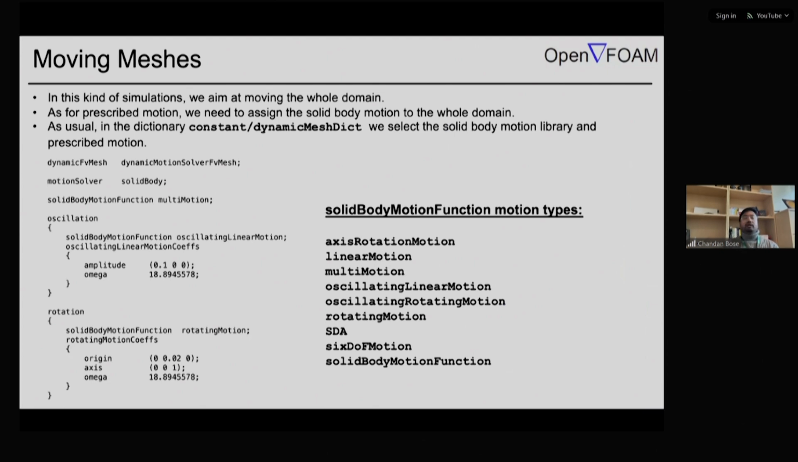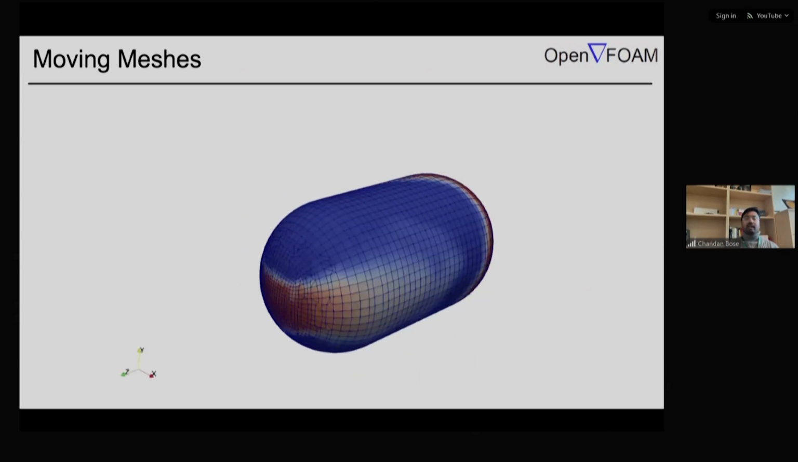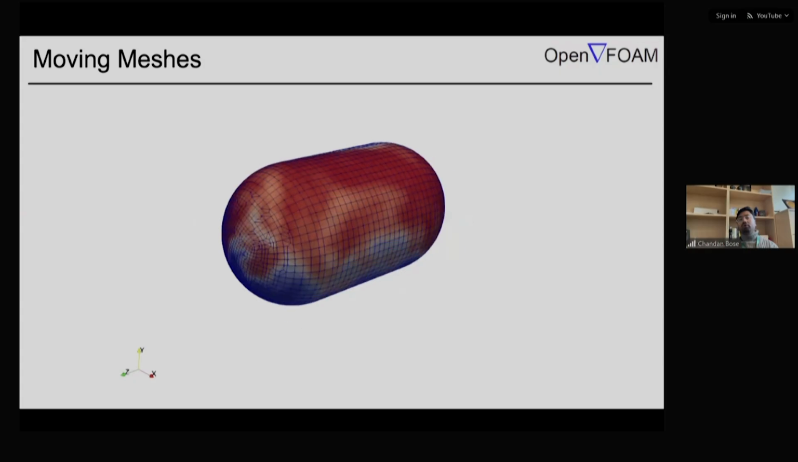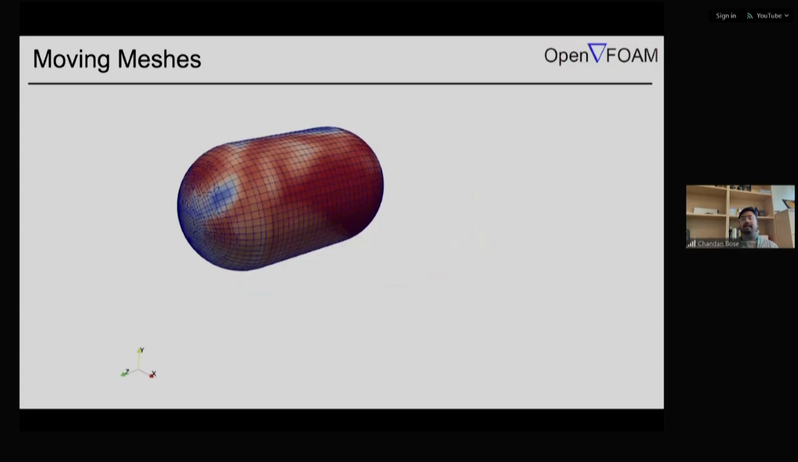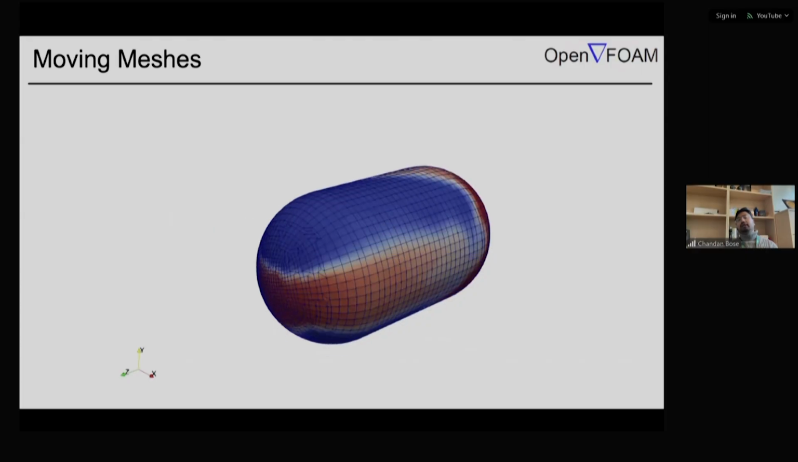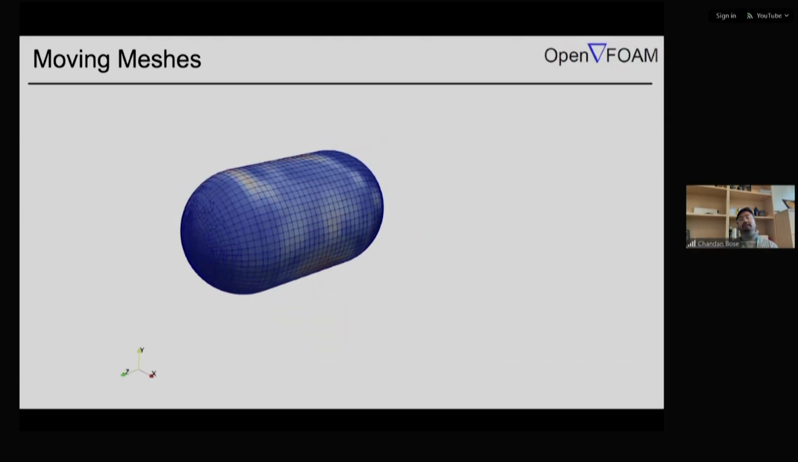Right. So with that, I think I will take 5 more minutes to show you the other different types of dynamic meshing techniques. The next one is moving meshes. And this is an example where we move the whole domain itself.